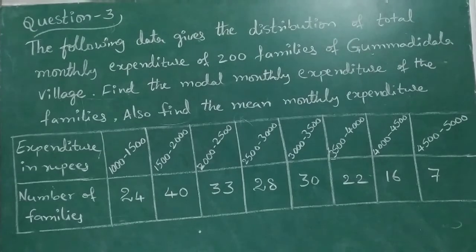Expenditure in rupees: 1000 to 1500, 1500 to 2000, 2000 to 2500, 2500 to 3000, 3000 to 3500, 3500 to 4000, 4000 to 4500, 4500 to 5000. Number of families: 24, 40, 33, 28, 30, 22, 16 and 7.